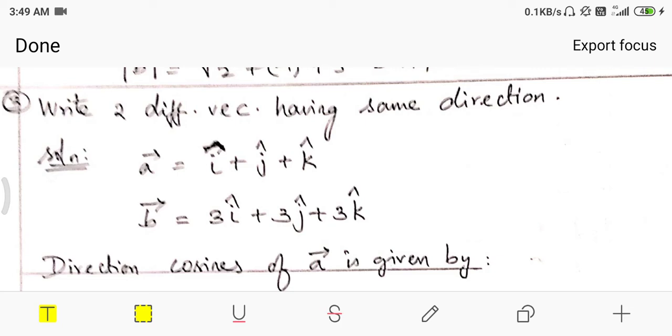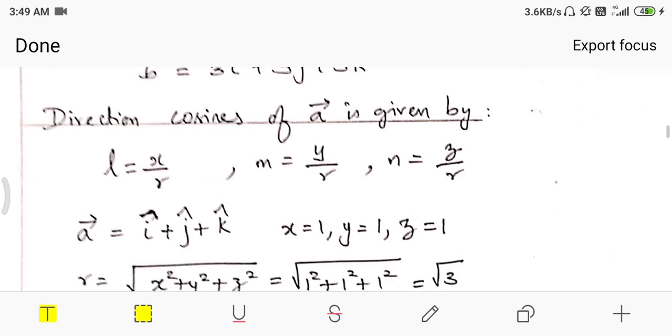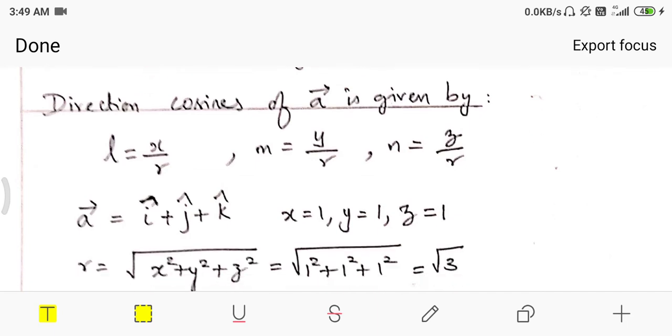That is one way. Here I have taken direction cosines of a vector. How will you find the direction cosines of a vector? You can find the unit vector and you can see the coefficients of the unit vector are direction cosines. Or you can use the formula. I have shown the formula here. l equal to x by r, m equal to y by r, n equal to z by r, where x, y, z are direction ratios or simply the scalar coefficients of a given vector.